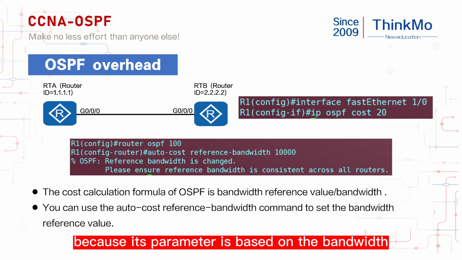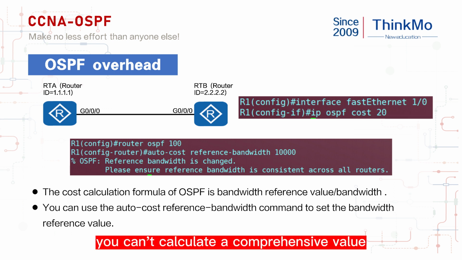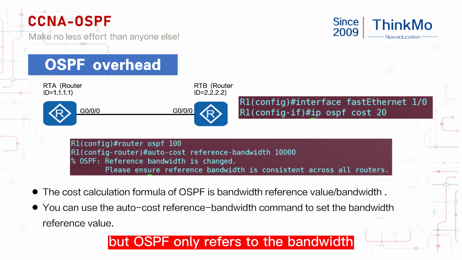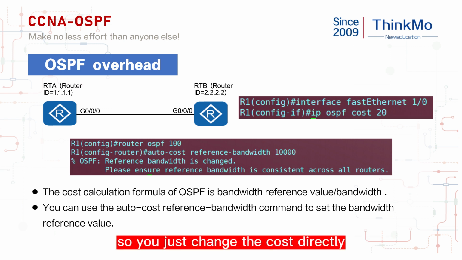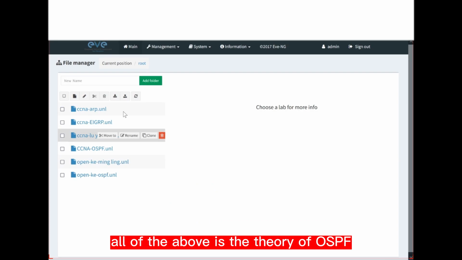Because its parameter is based on bandwidth, it is more monotonous. It's not like EIGRP, which has 5 references and you can't calculate a comprehensive value and change it directly. OSPF only refers to the bandwidth, so this value based on bandwidth is also unique, and you just change the cost directly. Okay, all of the above is the theory of OSPF.